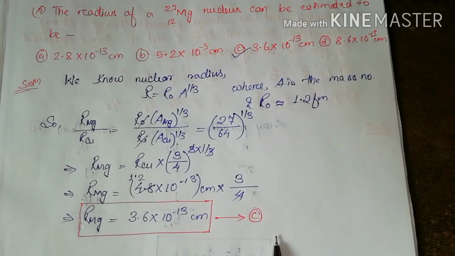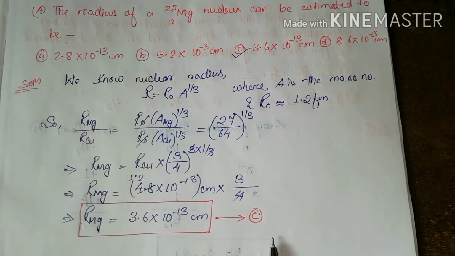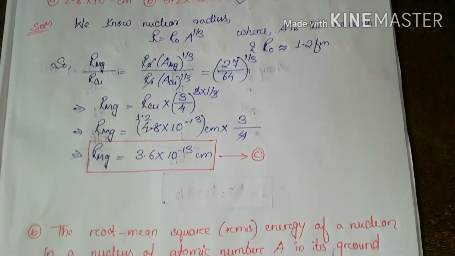These questions are very simple and this is a very basic formula of nuclear radius. So you can just use it and find the radius of any nucleus given to you. So now let's come to the next question.